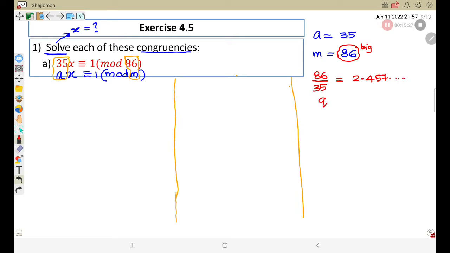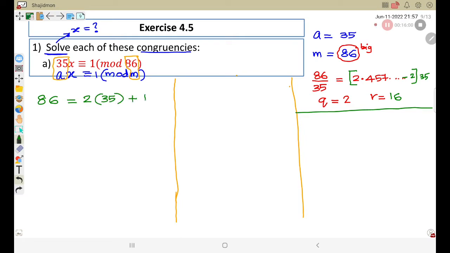So write what is the quotient, what is the remainder. Quotient means this number 2 is the quotient. Now what is the remainder? How are we calculating the remainder? Opposite of the quotient, minus 2, multiply the divisor number, multiply 35, correct? So you will get 16 here. We discussed more questions in the last sections, all of you remember that one. So first step we are writing 86 equals, quotient number is 2, divisor number is 35, plus remainder number is 16. Okay, so 86 equal to 2 multiply 35 plus 16.